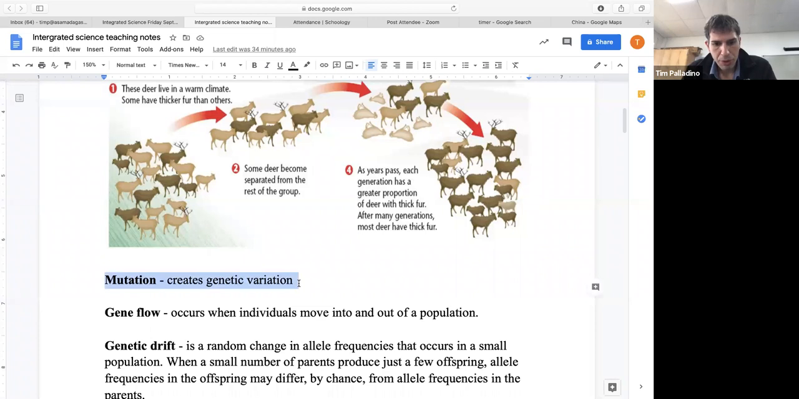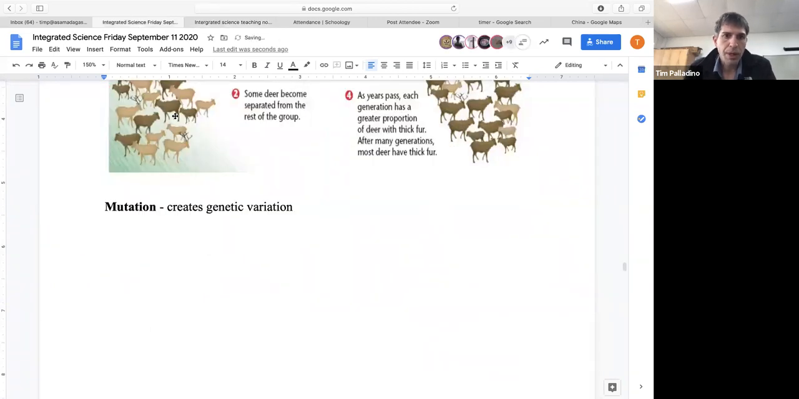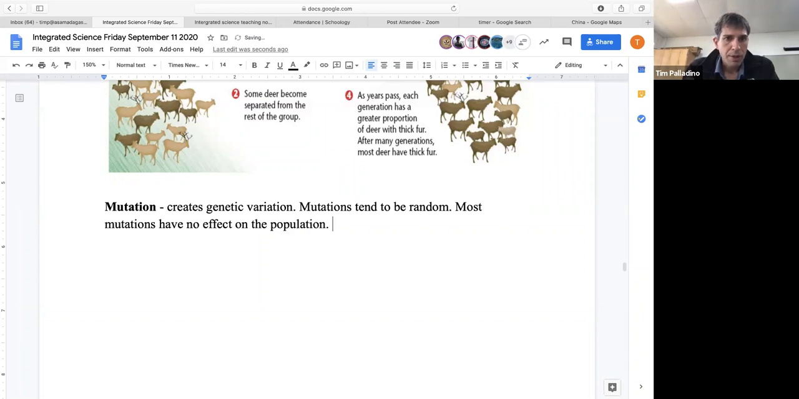So where do those changes come from? Mutations. All right. Mutations tend to be random. And here's another important thing about mutations. Not all of them produce beneficial effects. Not every mutation is good. Some are harmful. Most have no effect. So most mutations have no effect on the population. Okay. So mutation, it's a random chance event. Mutations tend to be random, and most mutations have no effect on the population. Okay. Nature is pretty good at getting rid of, so let's say that natural selection tends to eliminate harmful mutations.